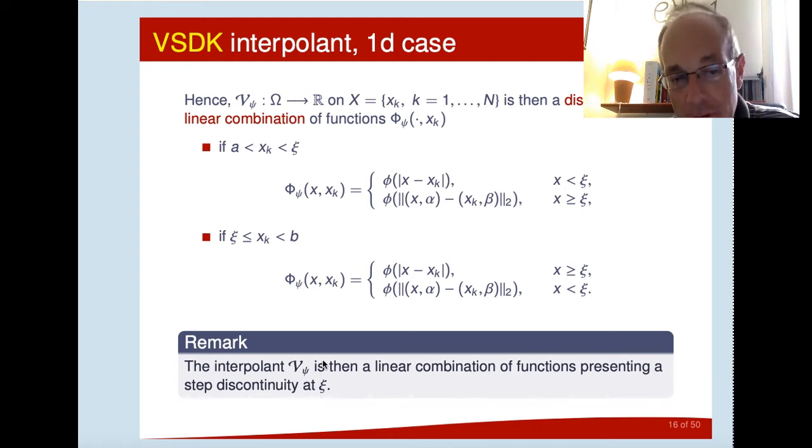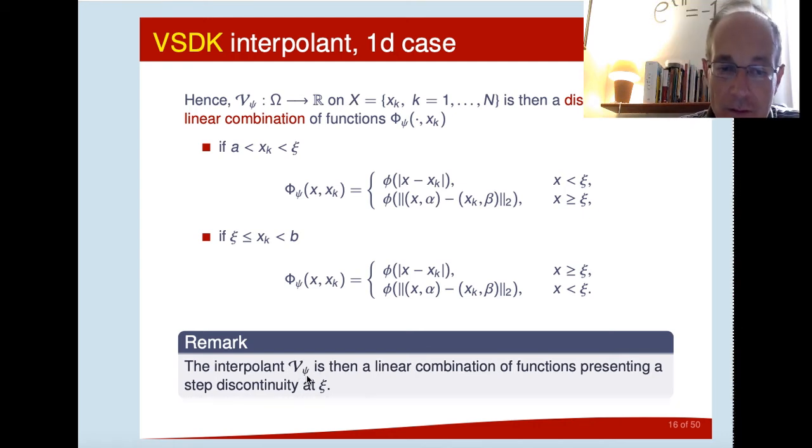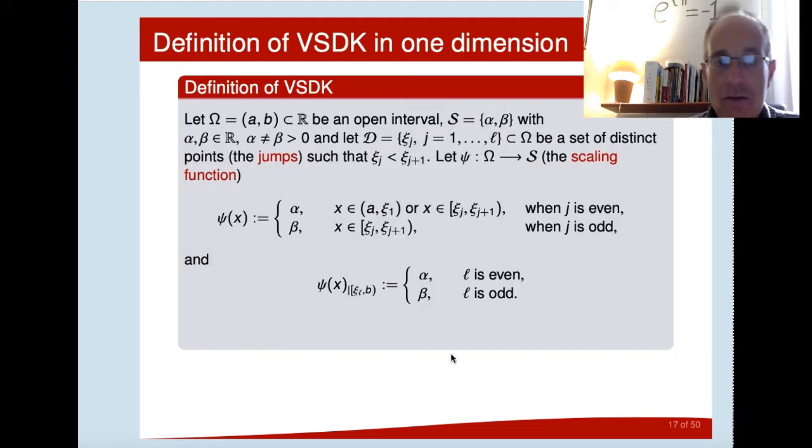And so the remark is that the interpolant v psi is a linear combination of functions presenting a step discontinuity at the same point c. And so we can summarize all this idea in the following definition of VSDK in one dimension. So the definition is the following.